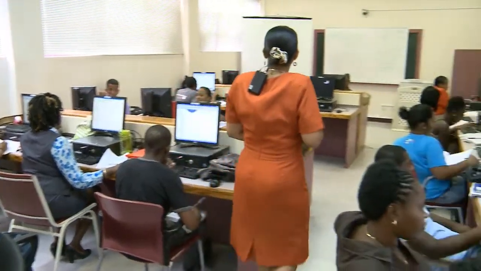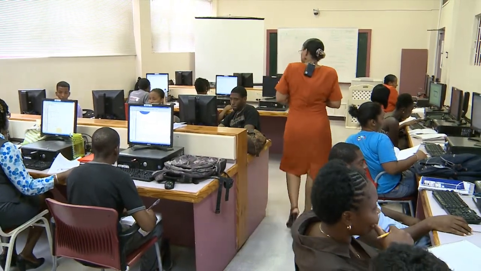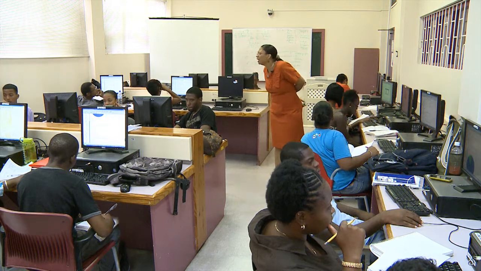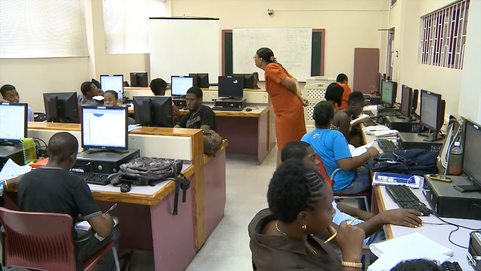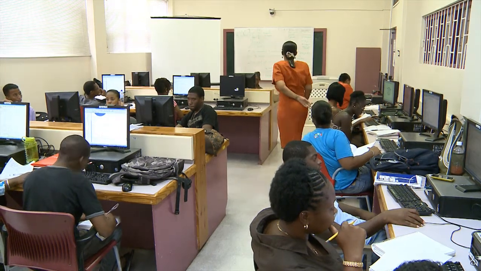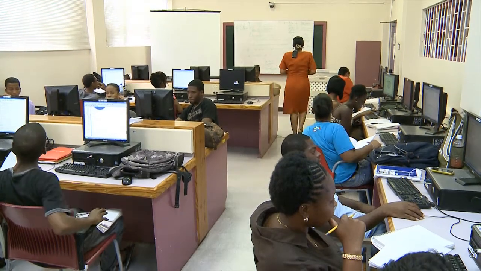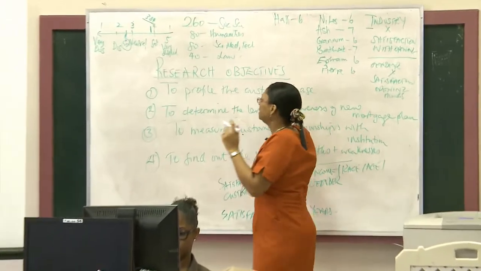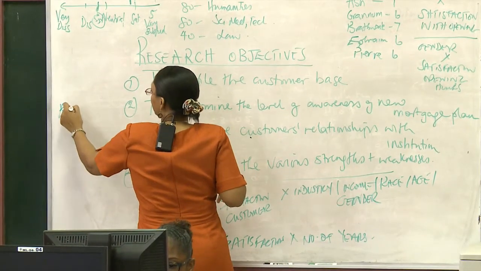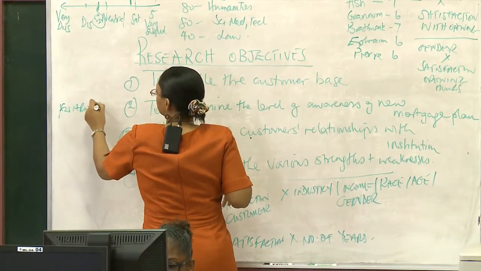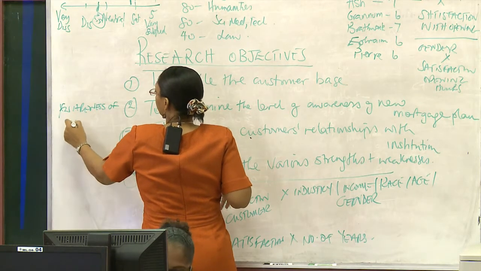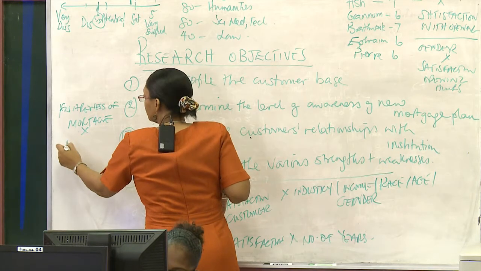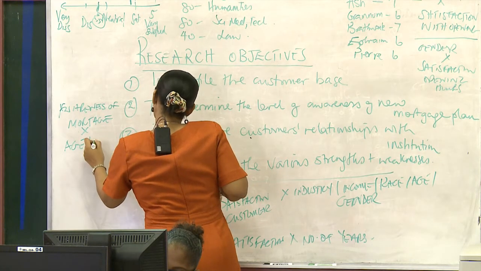All right, so we have people who want to do business with us. And if they want to do business with us, shouldn't they know about the new mortgage plan? I think a major thing in here is to determine the level of awareness of the mortgage plan. So I think you should look at awareness of the mortgage plan. By all these things. By what? By age. What else?